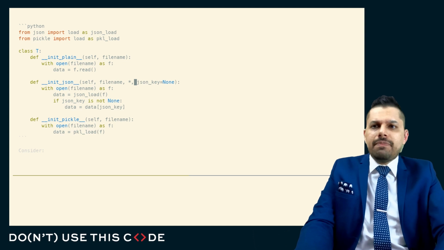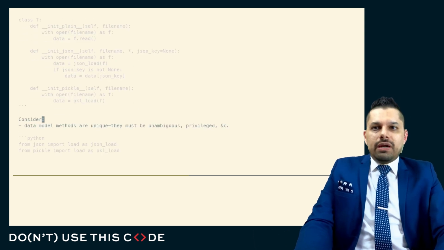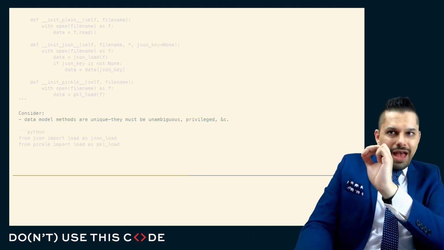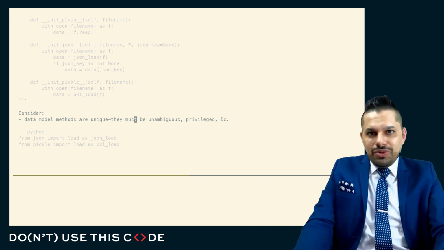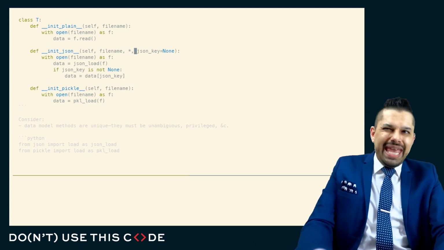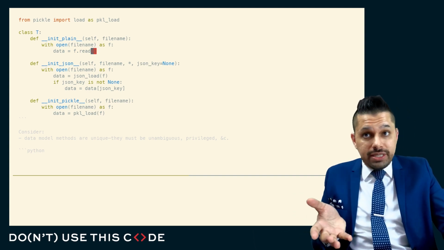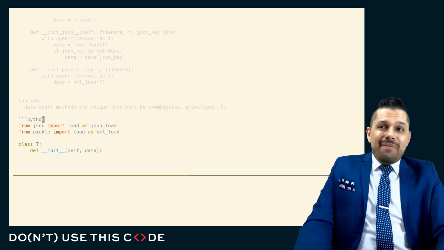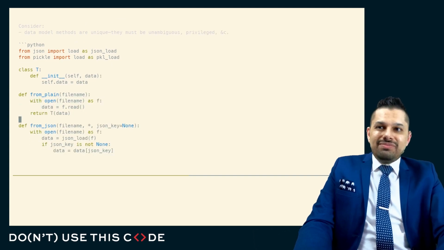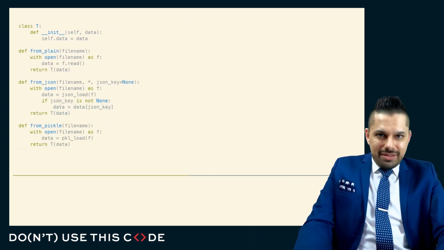It's an unbounded modality. Consider that one of the consequences here of having data model methods is they must be unique, they must be unambiguous and privileged. So I can't actually write my code like this. I can't have 3 initializers. This isn't C++ after all. So what I'm actually forced to do is to have 3 separated methods.